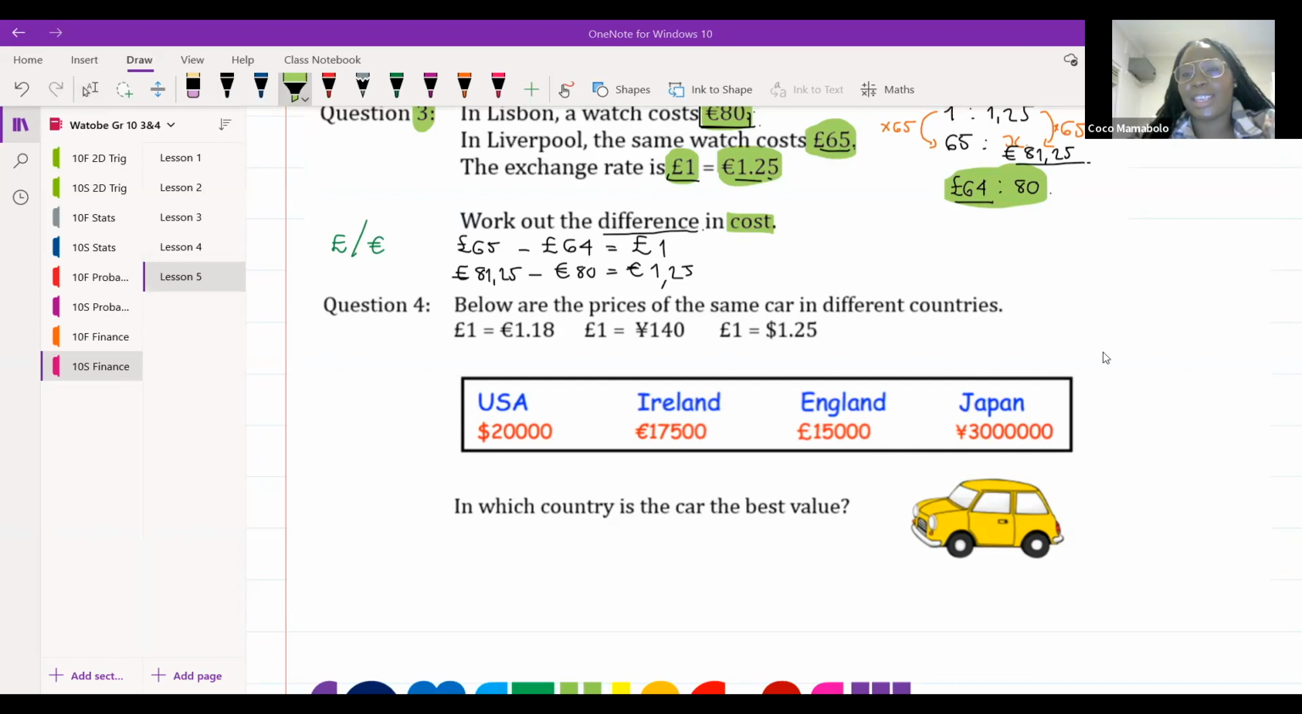Correct, Danvir, that's it. Beautiful, good. Because they tell us over and over, 1 pound is to something. 1 pound is to something. 1 pound is to something. So what they want us to do is take all the other currencies and convert them to pounds. All right. Now the question says here, in which country is the car the best value? So we're looking for the country that sells the car the cheapest.